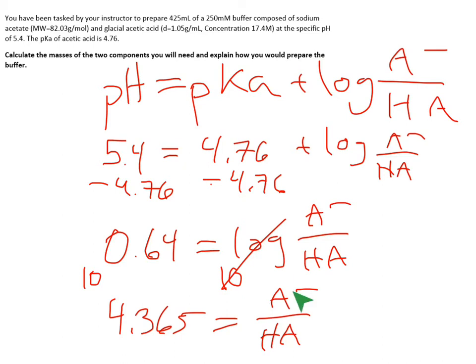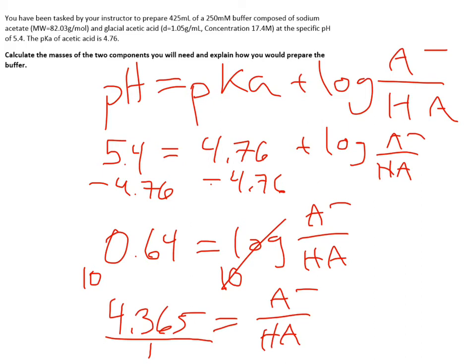Do we have more A than HA? Yeah, we have 4.365 over 1. We have 4.365 A's for every 1 HA. So again, our intuition about the upper end of the buffering region tells us we should have more A, and we do see that here in this solution. Sometimes it's easy to forget that there's a plus here, and if you had done a minus, you'd have it backwards, and so your intuition could save you.